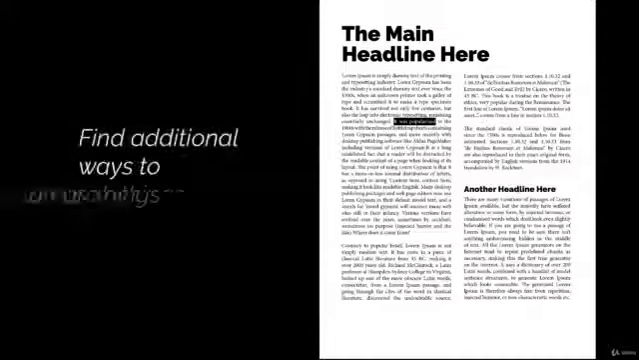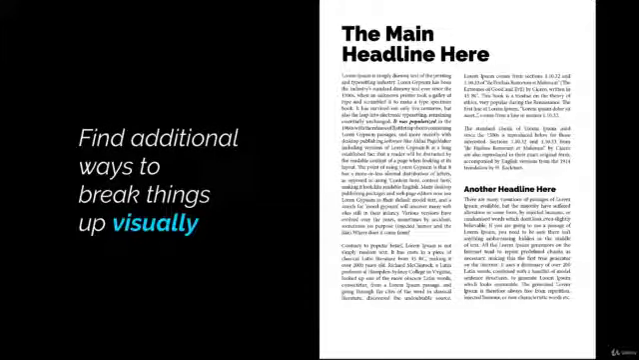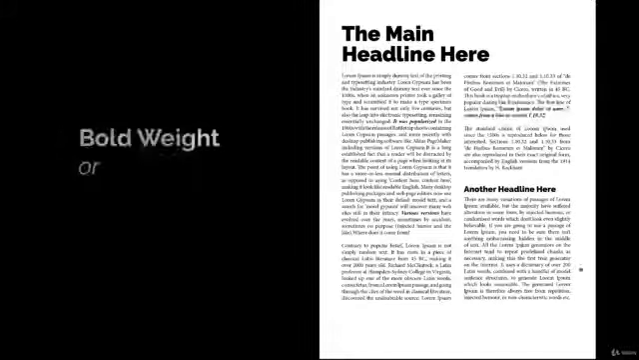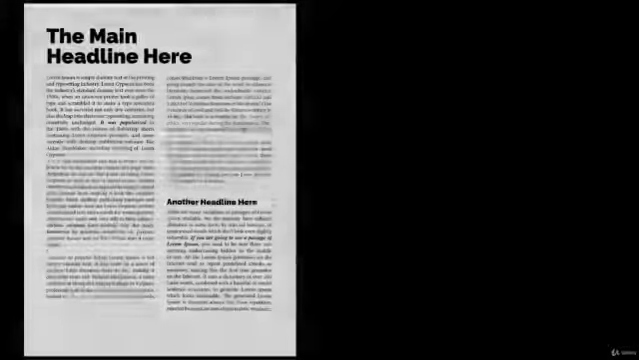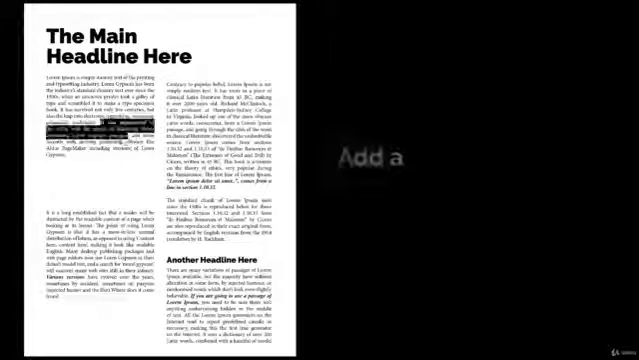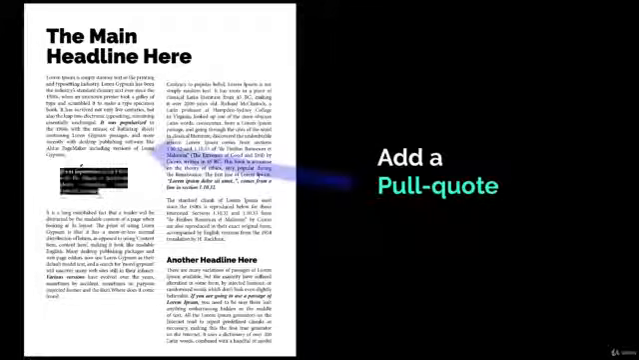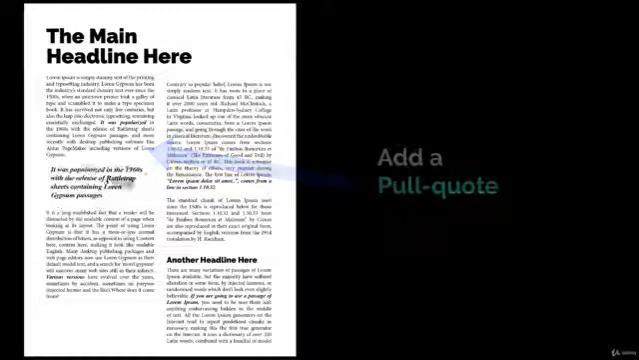Find additional ways to break up your text box visually. What I like to do is find important quotes or phrases in my block of copy and make them a bold weight or italics. Make sure that your paragraphs are never too long. One way to break them up is to do a pull quote. This adds another visual element without having to use a photo.